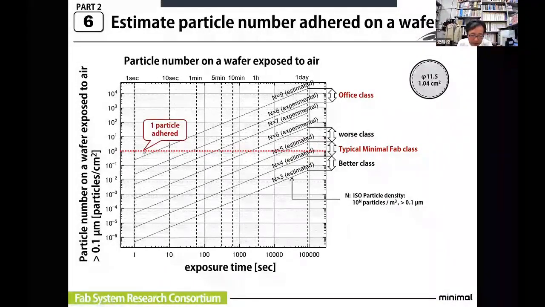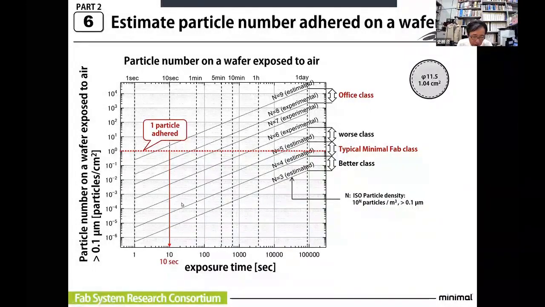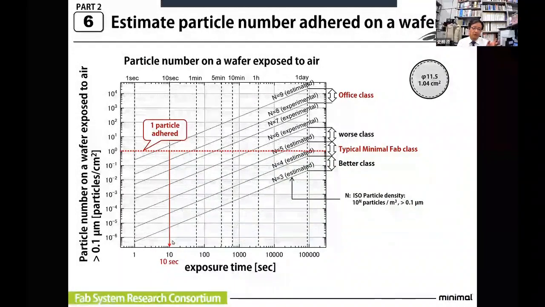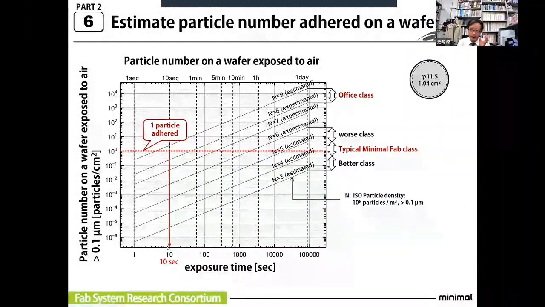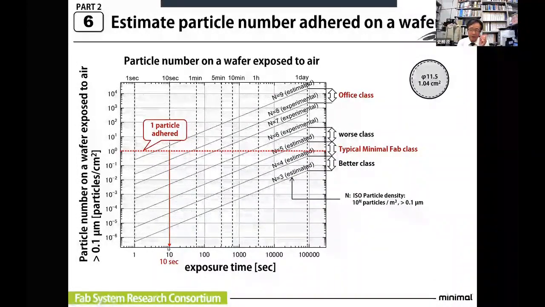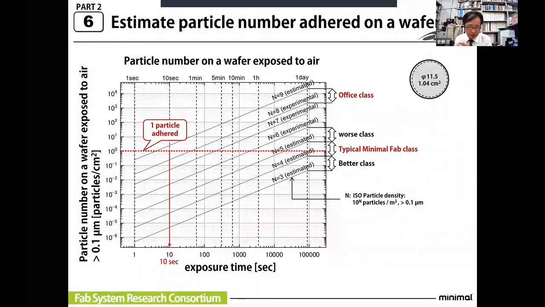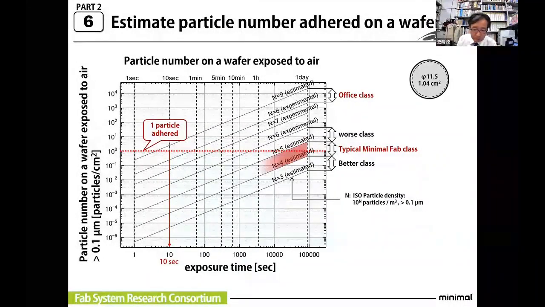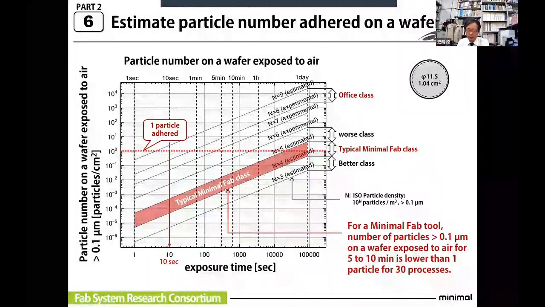So this red line is a line for one particle adhered, okay? And also, to observe one particle on a wafer, which has a size of 1 centimeter or so, it takes 10 seconds, okay? Within the 10 seconds, you will find one particle on a wafer per 1 centimeter. And this is a range of typical minimal fab class. So for minimal fab tools, the number of particles over 0.1 micron on a wafer exposed to the air for 5 minutes.